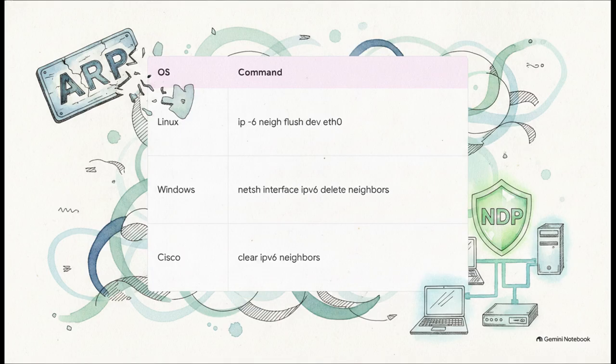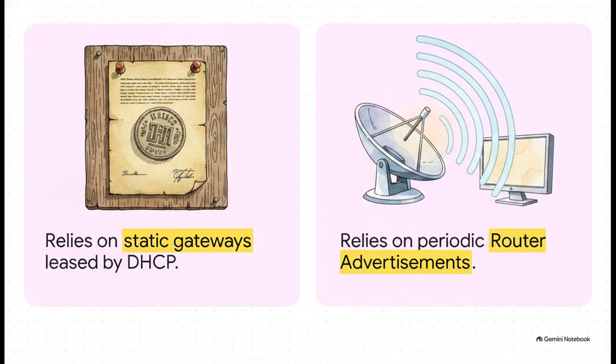Go ahead and stick those on a post-it note because NDP issues are usually step 1 when local connectivity drops. Let's look at one more massive protocol shift, getting your default gateway. With IPv4, DHCP basically handed you a static gateway lease, and you just held onto it until the lease expired. But IPv6 relies totally on periodic router advertisements, or RAs.